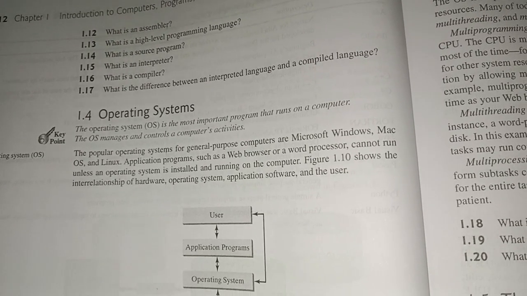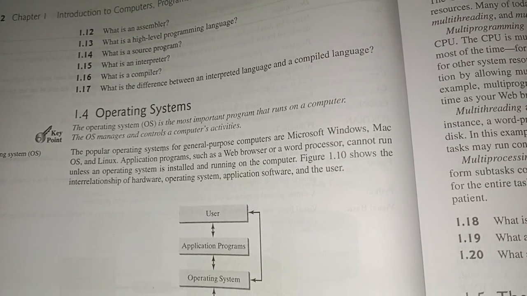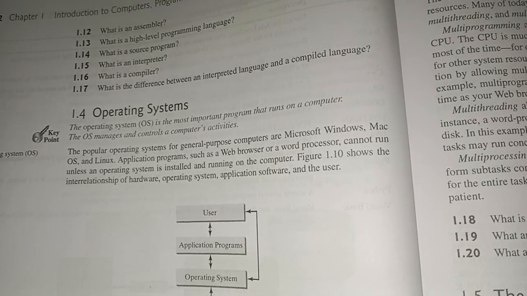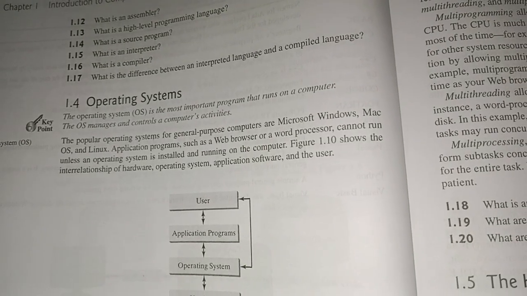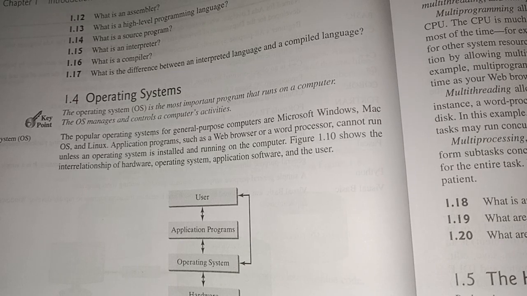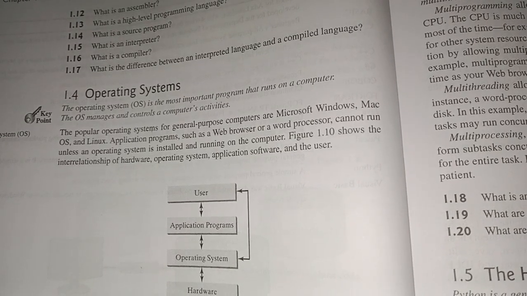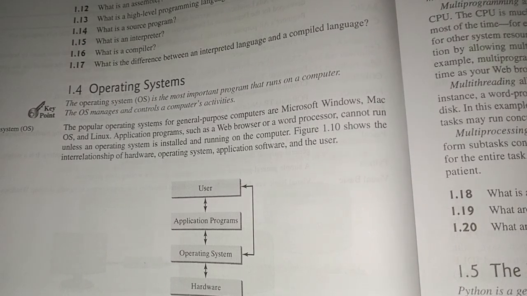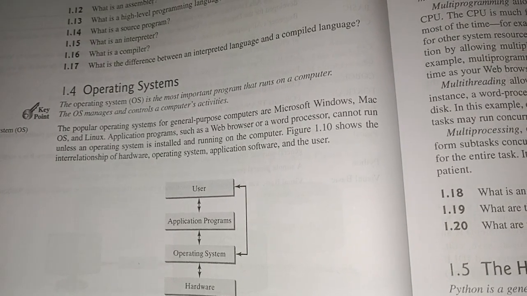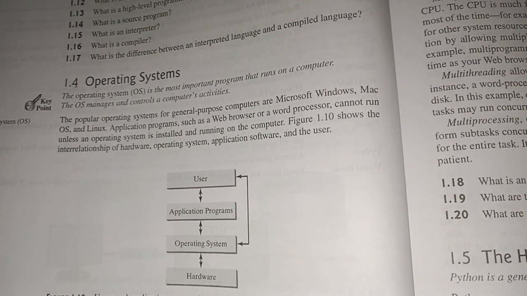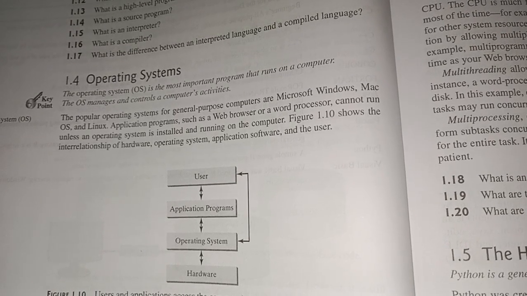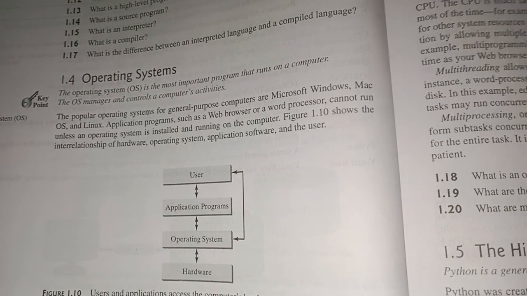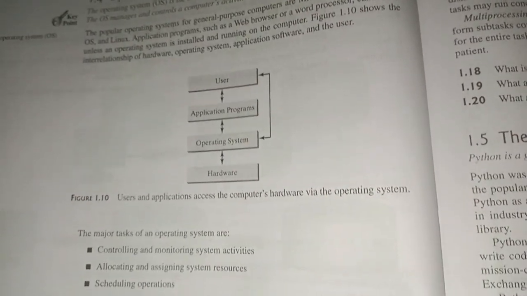Operating system. An operating system is the most important program that runs on a computer. The popular operating systems for general purpose computers are Windows, Mac OS and Linux. Application programs such as a web browser or a word processor cannot run unless an operating system is installed and running on the computer.